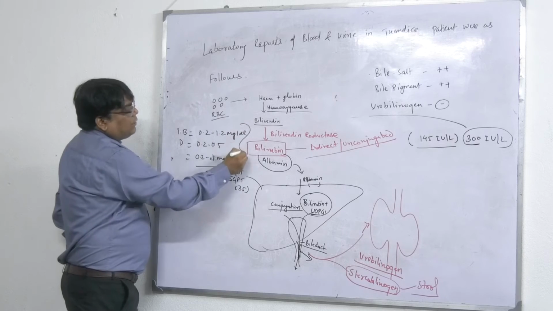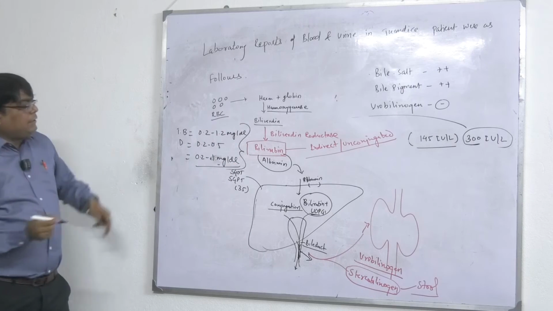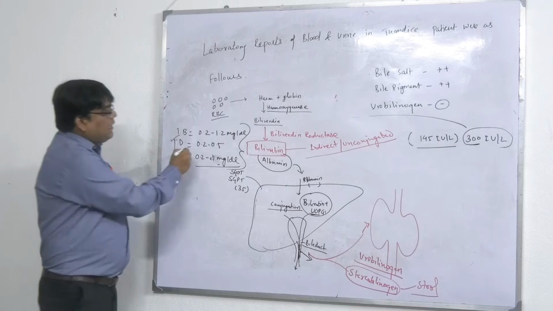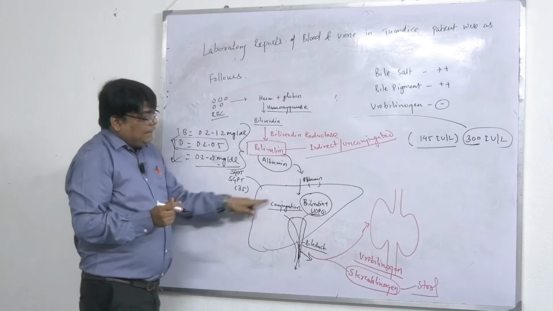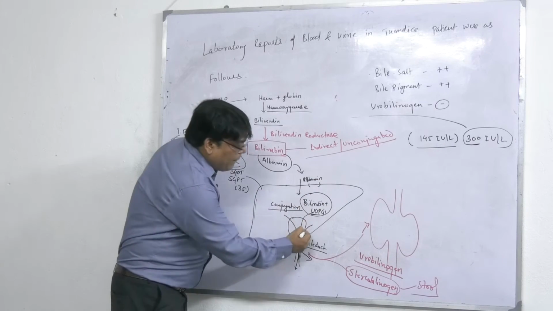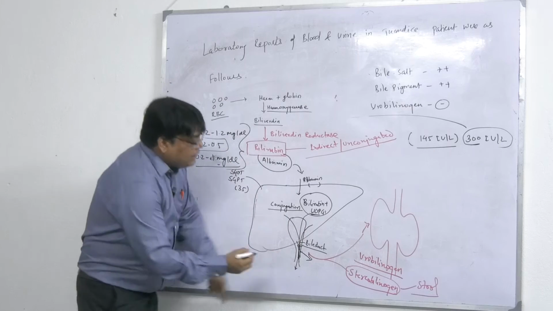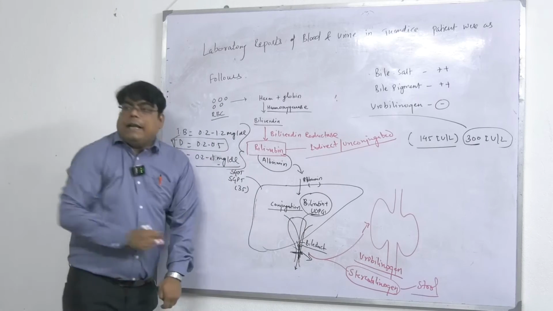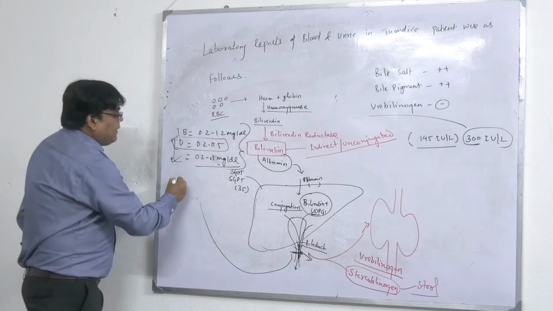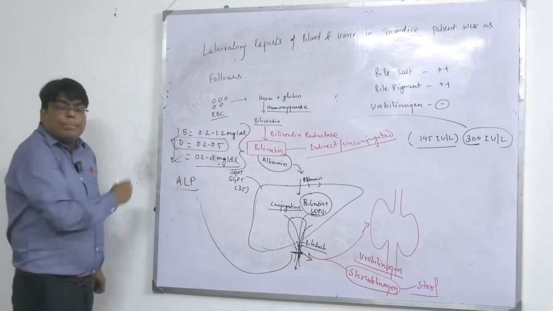So these are the ranges of bilirubin. In this case, both bilirubins, direct and indirect, are increased, but direct increases in a high amount. That means conjugation is happening here, but it is not properly passed from the liver because there is obstruction in the bile duct, and due to this, the ALP, alkaline phosphatase, level is also high.